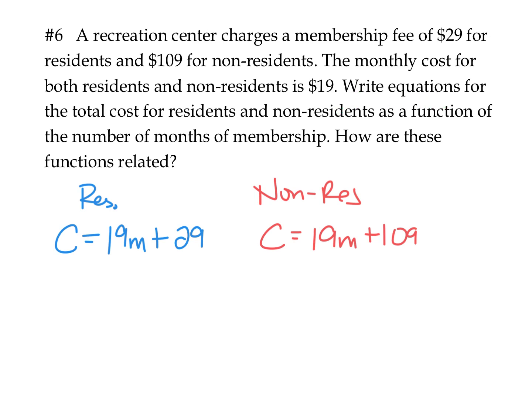We wrote a y equals mx plus b, and using c and m, that's fine. You can use different letters, right? C for cost and m for number of months. Right? If you write y equals mx plus b and you want to use y and x, that's fine. Just define the variables so we know what they're representing.